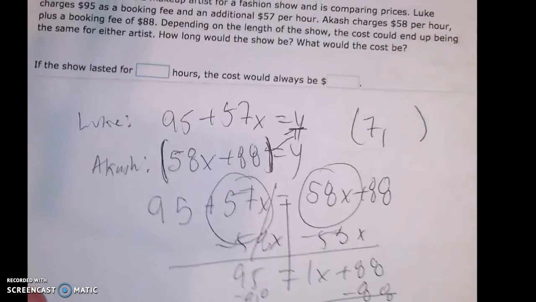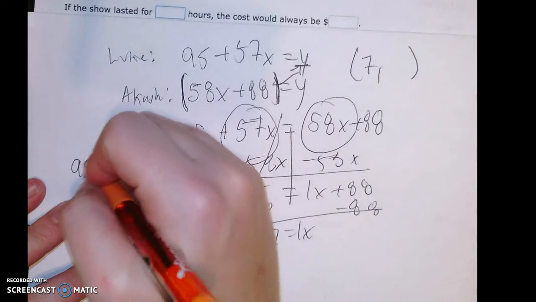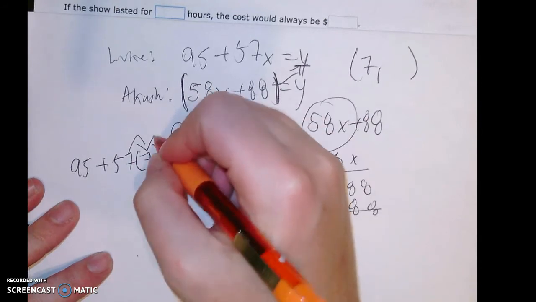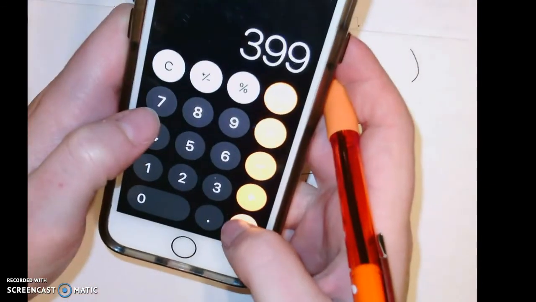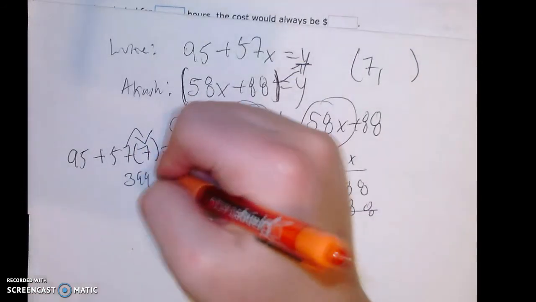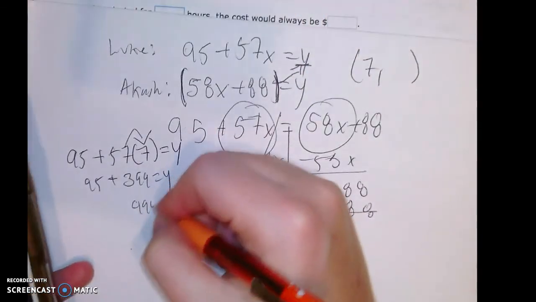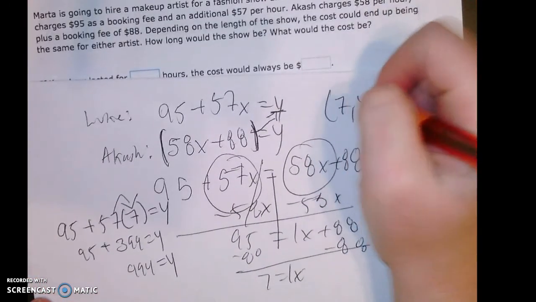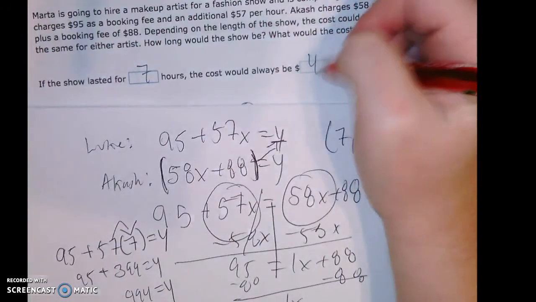Now I need to figure out what y is going to be. So I need to substitute the 7 in. For 1, I'm going to choose the top one. 95 plus 57 times 7 is y. 57 times 7 is $399, plus 95. 494 is my y. So then the question is: is it 494 hours for $7 or $7 for 494 hours? It's $7 for 494 hours.